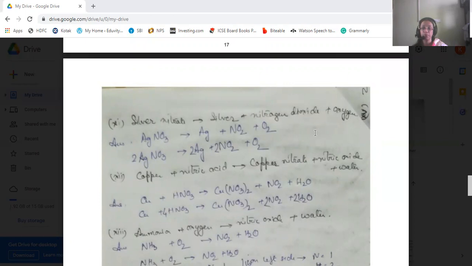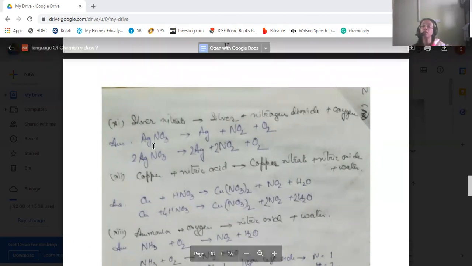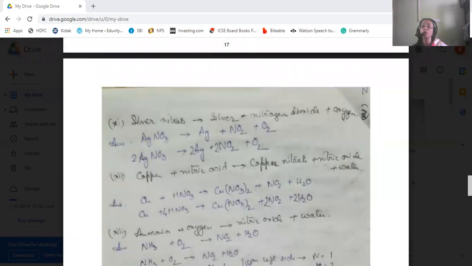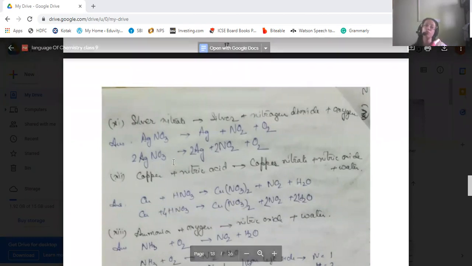atoms, the elements. Okay, so first we see that on the product side, we get silver 1, nitrogen 1, oxygen 4. But on the reactant side, we get oxygen 3, silver 1, nitrogen 1. So for that reason, we need to multiply silver nitrate with 2. And again, as silver gets 2 atoms, on the product side we need to multiply the silver with 2. And nitrogen gets 2 atoms, so now we need to multiply NO2 with 2. That makes oxygen 6. 2 into 2 is 4 and 2 is 6. Here also on the reactant side, 2 into 3, that's 6.